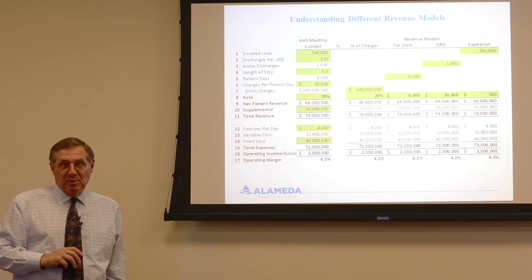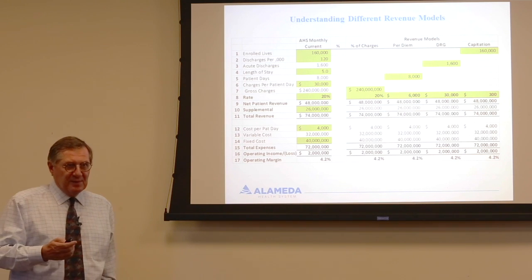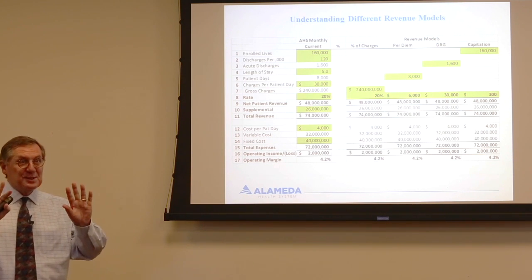And the rest of it's your problem. Okay? $48 million. So far everything's the same. 74, 74, 74. Here's our cost, 72. We're making a little bit of money, 4%. Everybody's happy, right? Okay. That's to start.